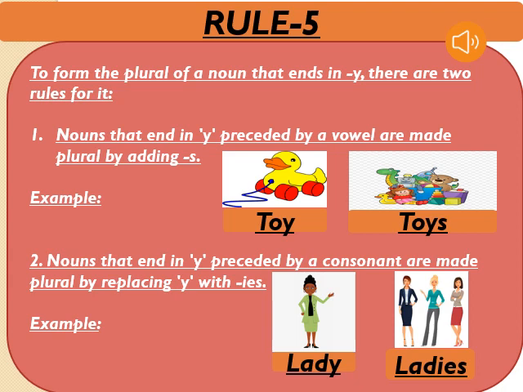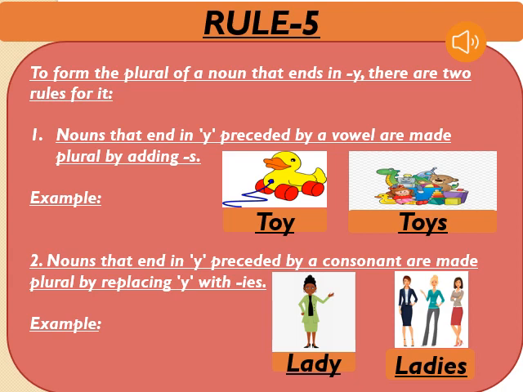First rule, nouns that end in y preceded by a vowel are made plural by adding s. So here what it is saying is that if you find any vowel out of five vowels, that is a, e, i, o, u, before y, then you have to add s after y. Let us see an example. Toy, toys. Boy, boys. So here before y there's a vowel o. So that's why we have added s after y.